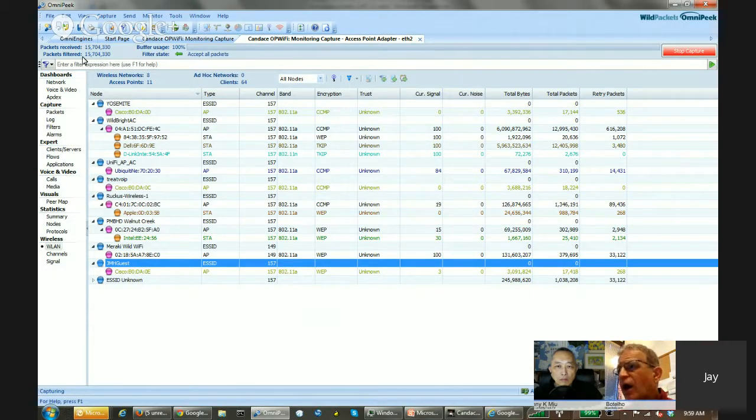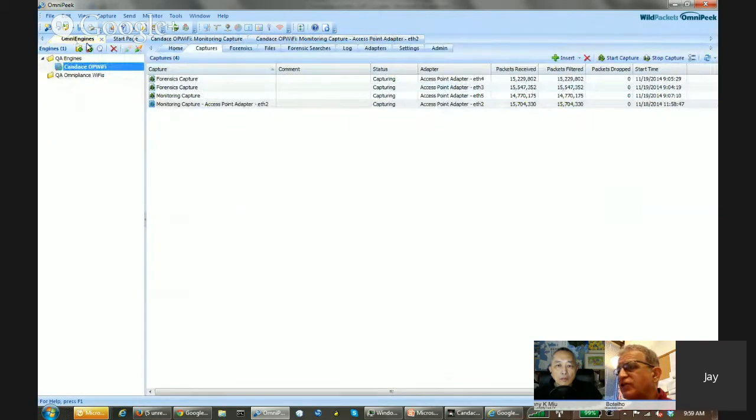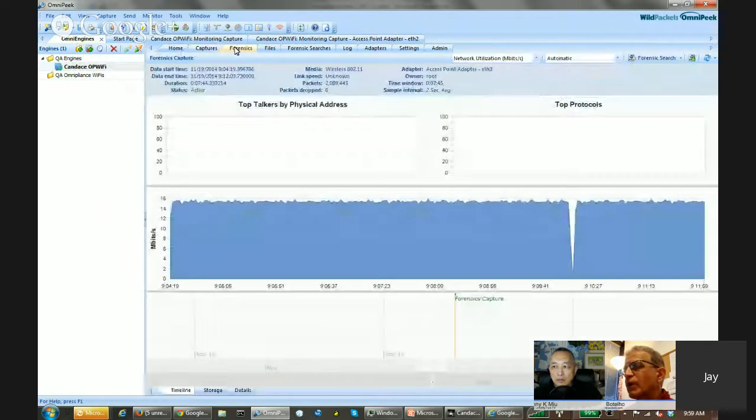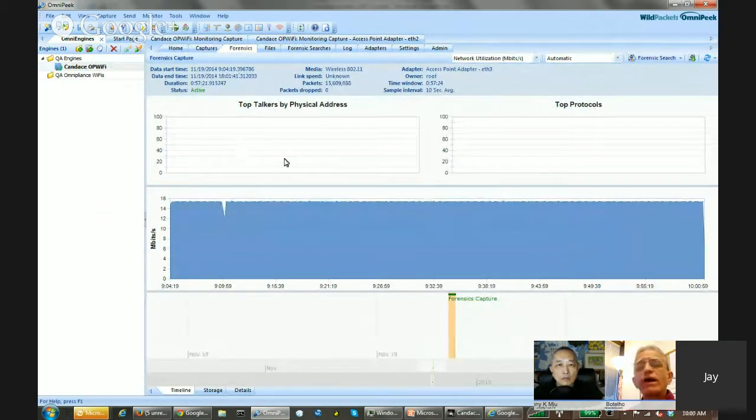But you might have noticed when we were back in that engines page, we also had some that we called forensics captures. So in a forensics capture, we can go to our forensics tab. This is a little bit different now, where in the forensics, we're basically just going to write the data to disk. So we have a more limited set of real-time data to look at, but we're able to write these packets to disk at very, very high rates.